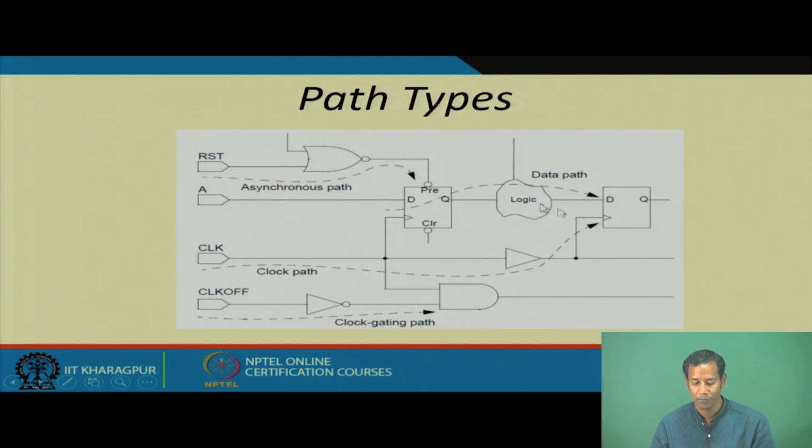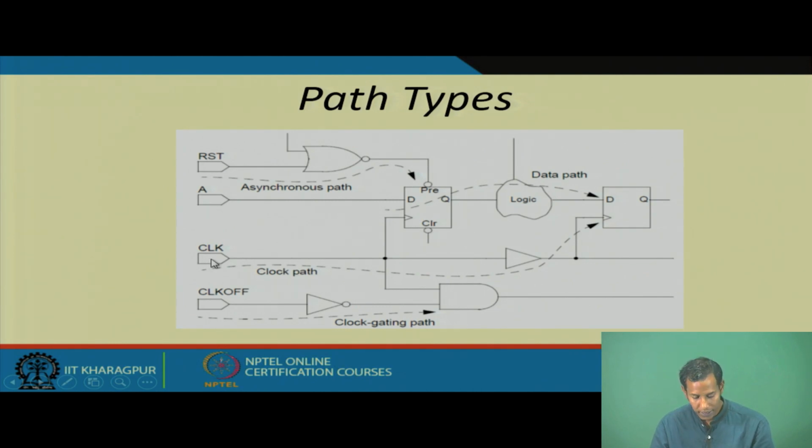So, what are these? If I consider logic something like this, here you see the reset signal is NORed with some other logic, and it goes to the preset. So, this is nothing but the asynchronous path, which affects the corresponding flip flop's operation.